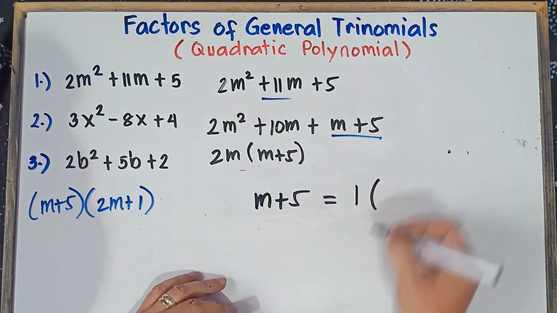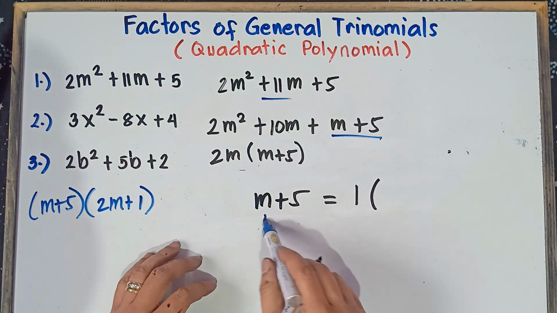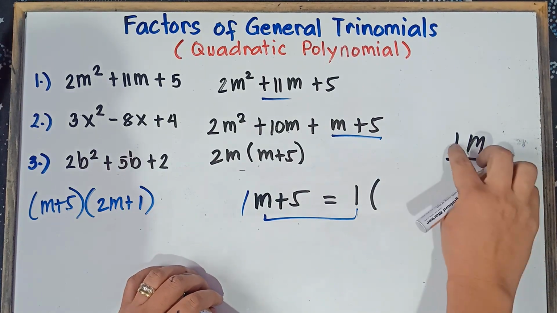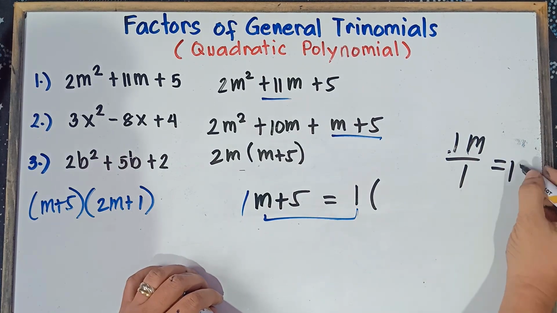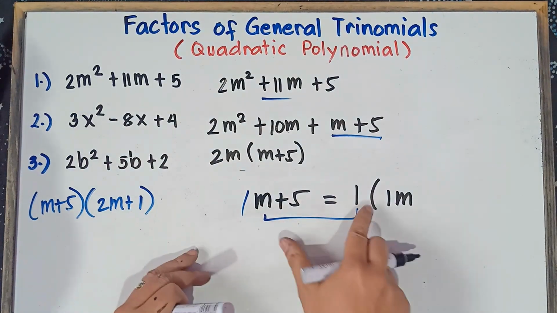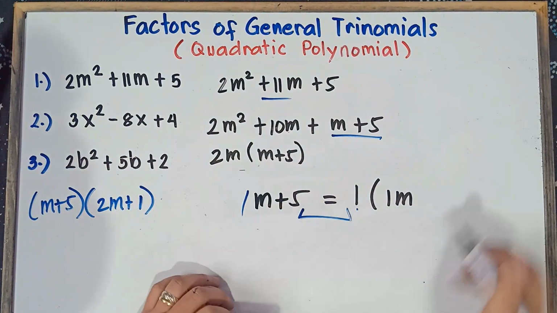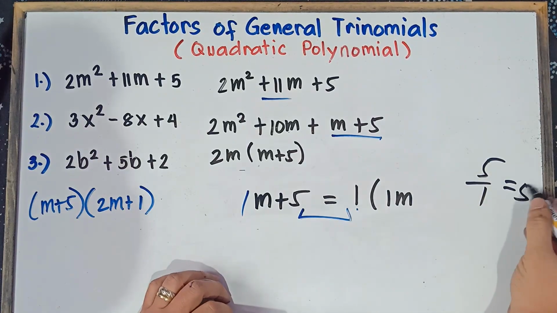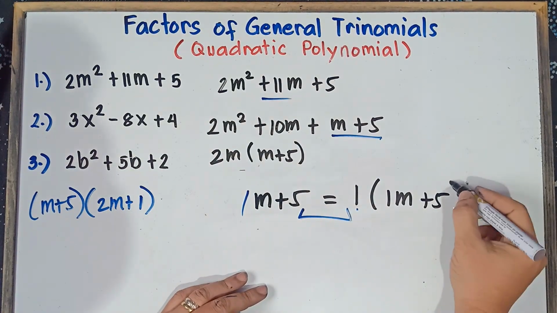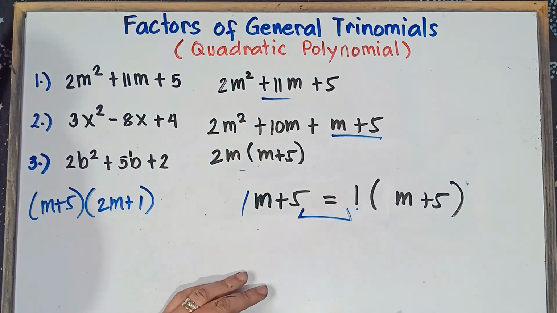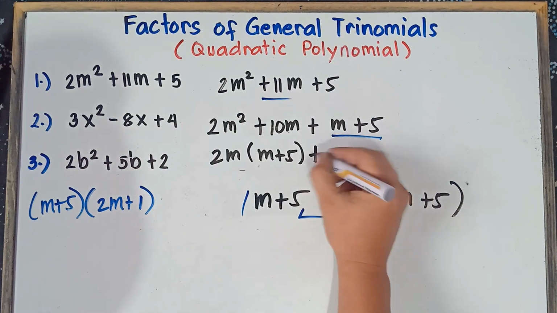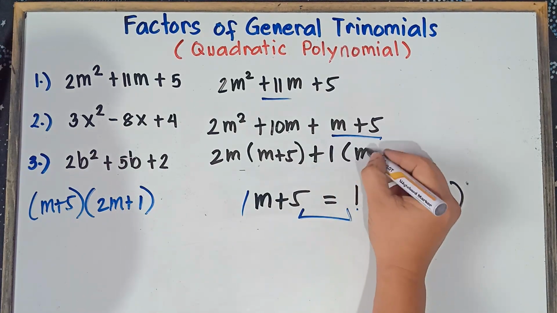And then put open parentheses and then simply divide this 1m. So 1m divided by 1. 1 divided by 1 is 1. Simply copy m, so that would be 1m. Alright, and then 5, this one. 5 divided by 1 would be equal to 5. So this will be positive 5. And then close parentheses. So we can erase 1 here. So therefore, our answer, we have positive 1 and then m plus 5.